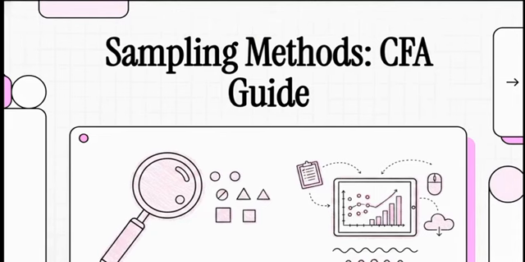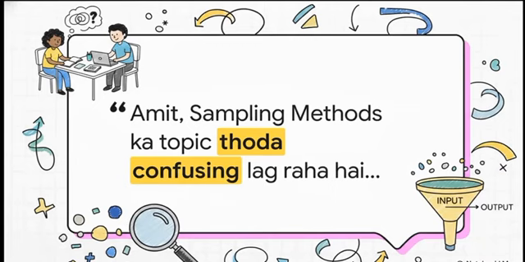So, if you're in the thick of CFA Level 1, you know quantitative methods can be a real beast. And sampling, that's a topic that trips up so many people. Today, we're going to break it all down, not just what the methods are, but more importantly, when to use them. Plus, we'll even look at how some modern tools can help you nail these concepts for exam day. Let's jump right in.